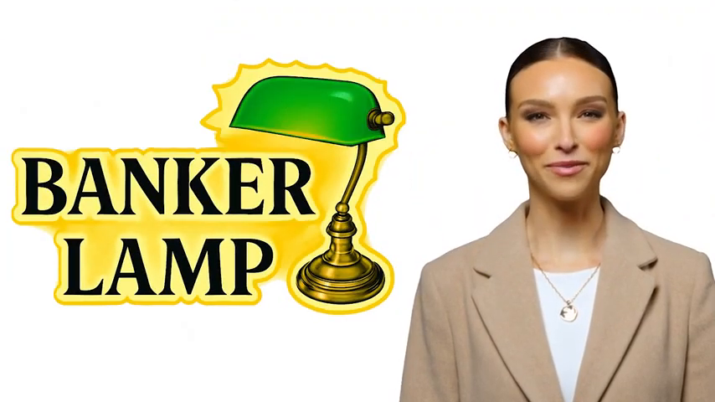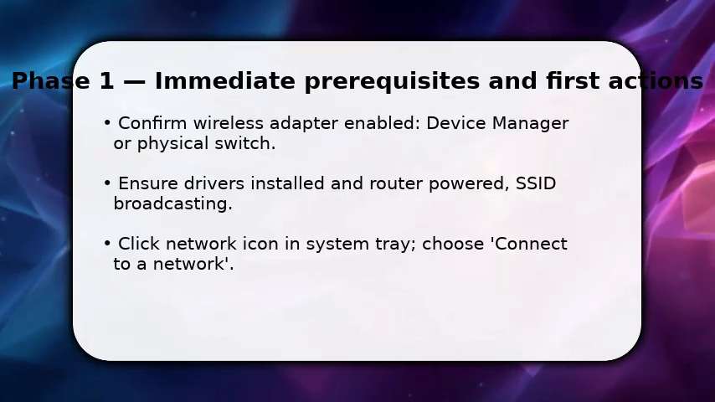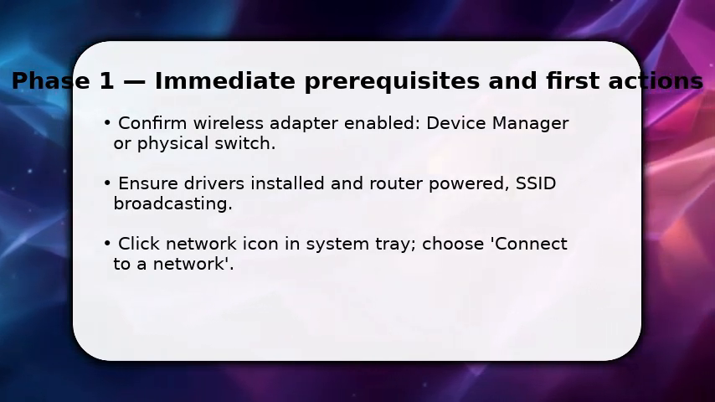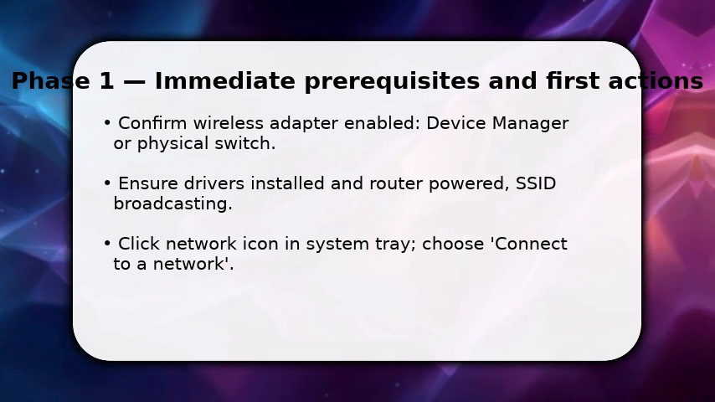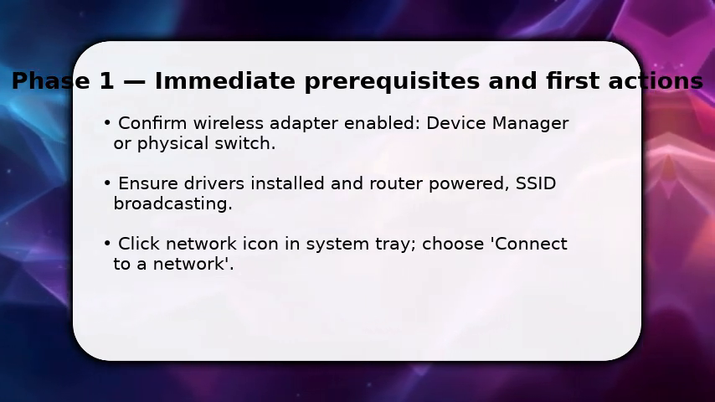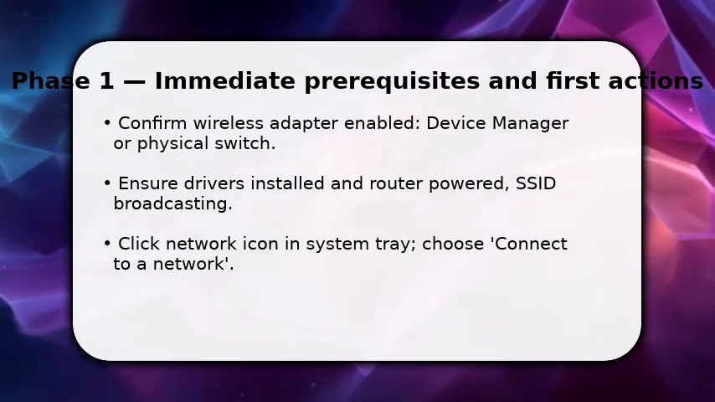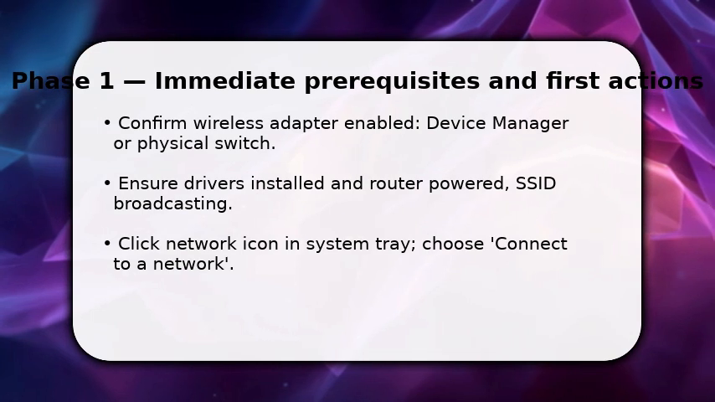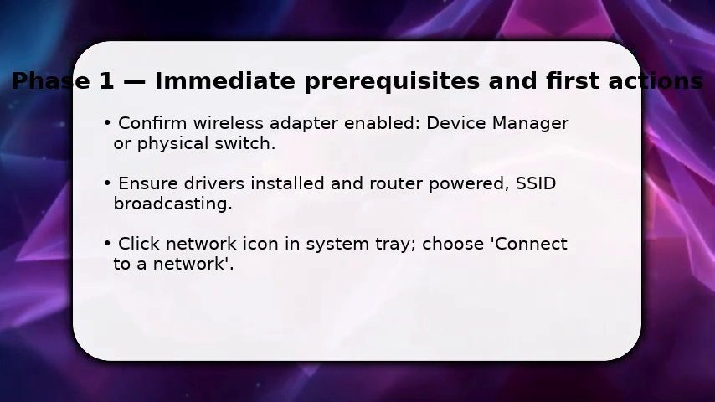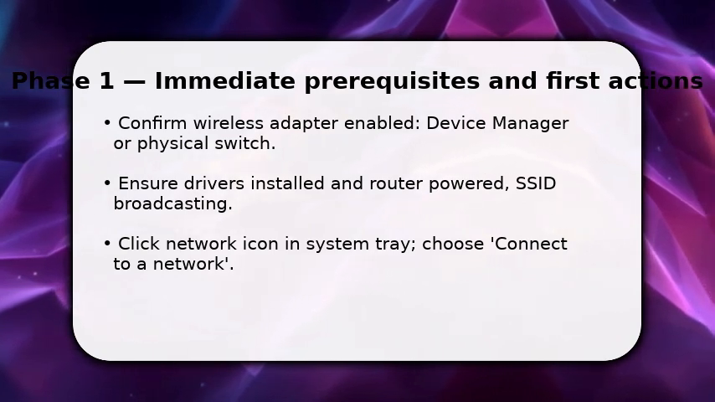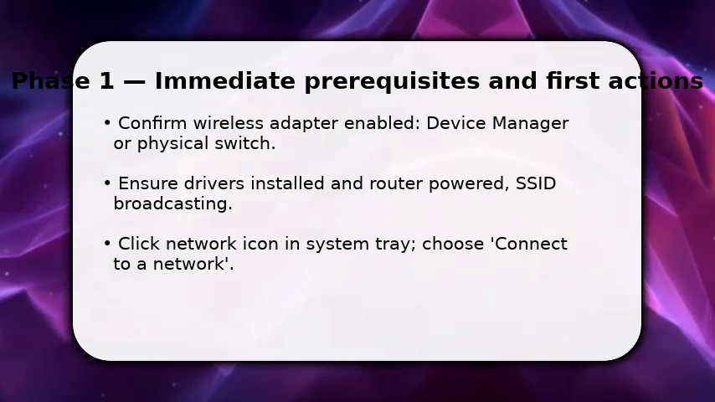Please enjoy the video. You start by preparing the PC and router. Make sure the wireless adapter is enabled, drivers are installed, and the router is powered with SSID broadcasting. Once done, look to the system tray at the bottom right and click the network icon. This opens the list of available networks. You do this because Windows 7 needs an active adapter and a visible SSID to connect.